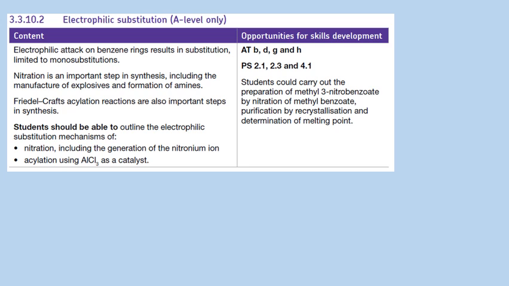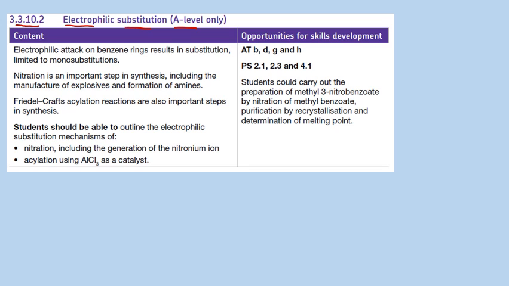So as always, we look at the specification when we're looking at teaching, and particularly revision as well, because it helps focus on what we're supposed to be looking at, what we're supposed to know. So this section here is the electrophilic substitution, and you can see it's A-level only. That means it's a year 2 topic, and there's not much to this, okay? There's not much to the benzene topic whatsoever with AQA specification.